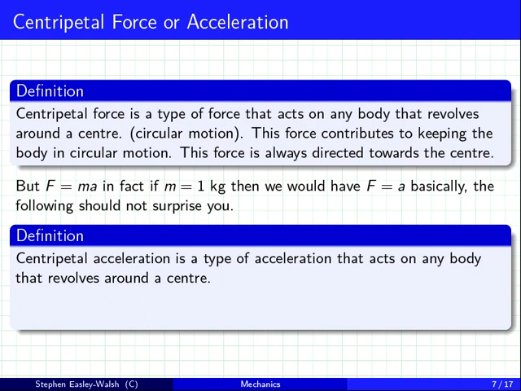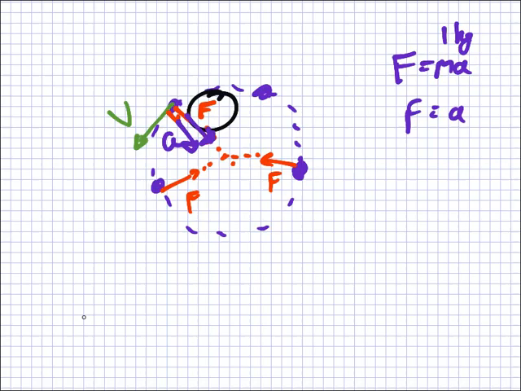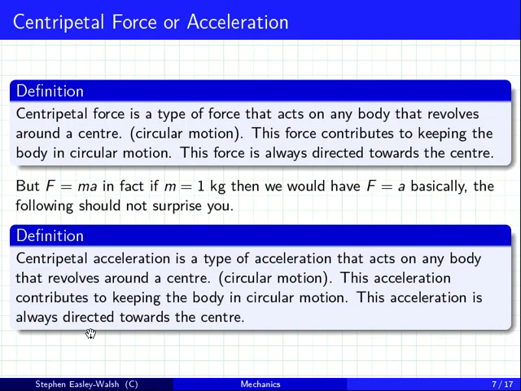Again, you don't need to write this down, but you should write the name down. Centripetal acceleration. So if F equals ma, if this is called centripetal force, then this is called centripetal acceleration. Yeah? So if you can write the name down, centripetal acceleration. Okay? Yeah? Continue? Yeah? Okay.